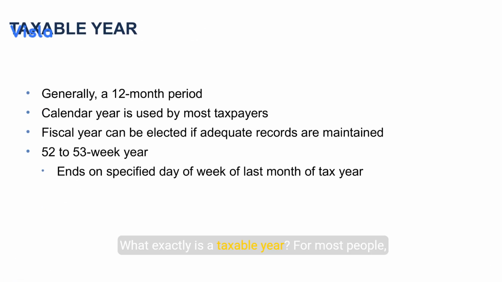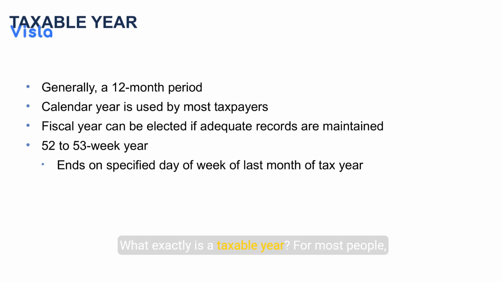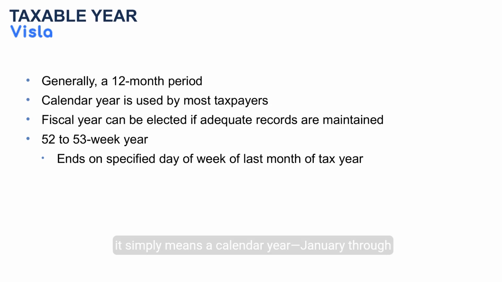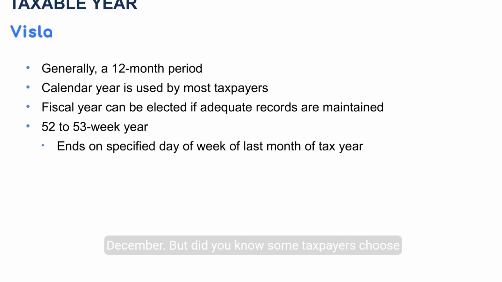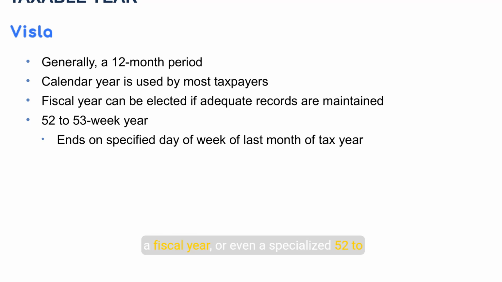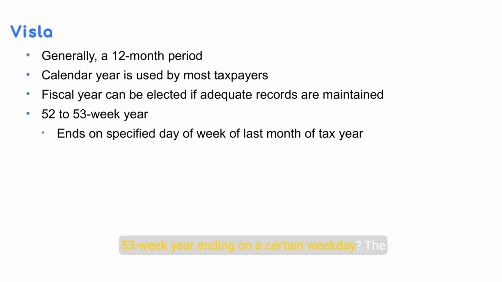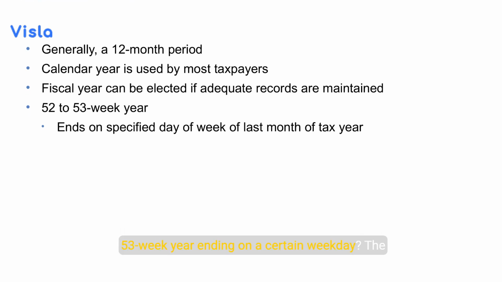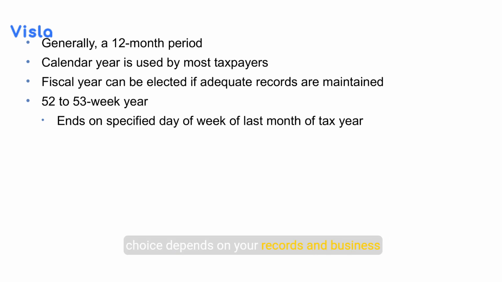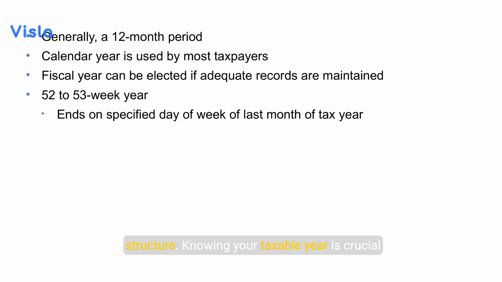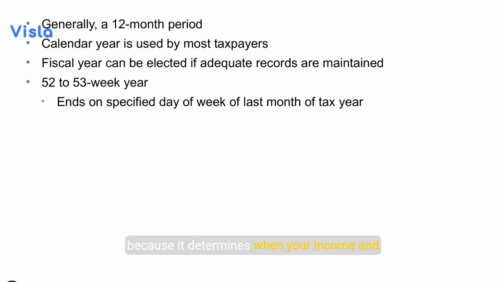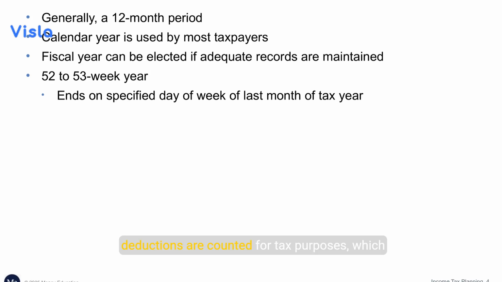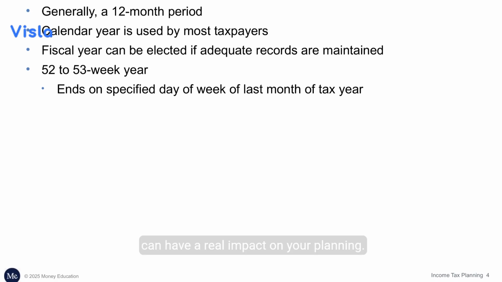What exactly is a taxable year? For most people, it simply means a calendar year, January through December. But did you know some taxpayers choose a fiscal year, or even a specialized 52 to 53 week year ending on a certain weekday? The choice depends on your records and business structure. Knowing your taxable year is crucial because it determines when your income and deductions are counted for tax purposes, which can have a real impact on your planning.